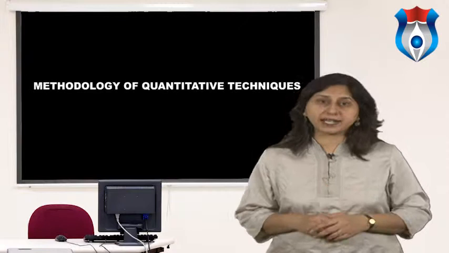Methodology of quantitative techniques. In solving problems, the methodology adopted is as shown in the flow chart: formulating the problem, defining the decision variables and constraints, developing a suitable model, acquiring the input data, solving the model, validating the model, implementing the results. As a first step, it is necessary to clearly understand the problem situations. It is important to know how it is characterized and what is required to be determined.